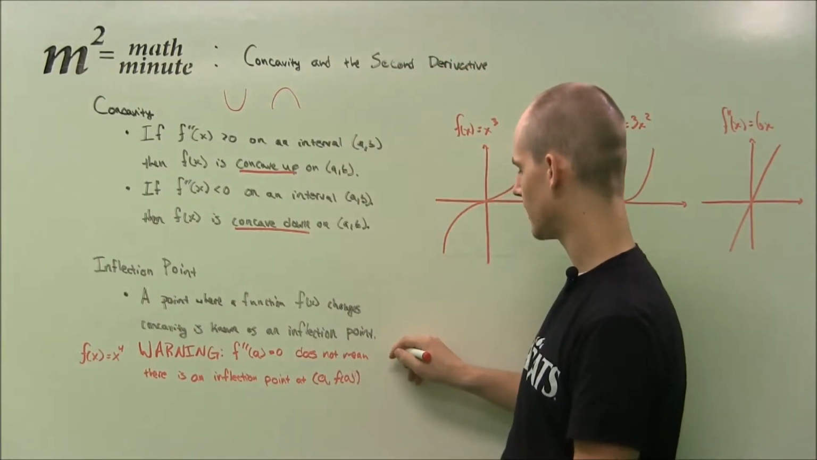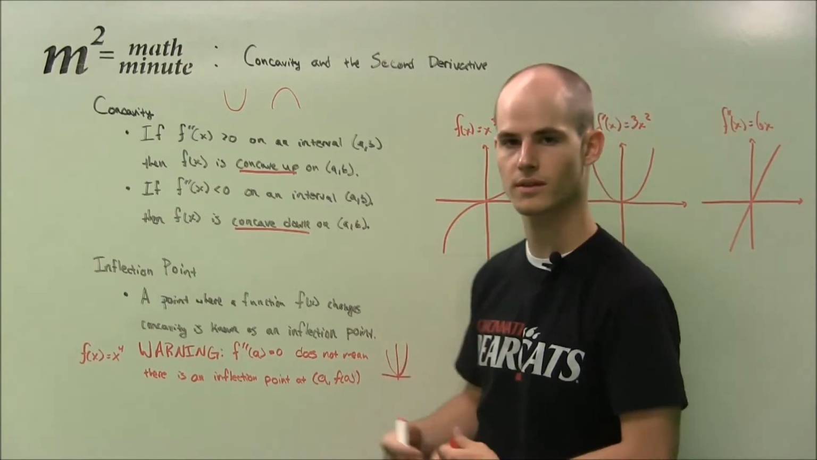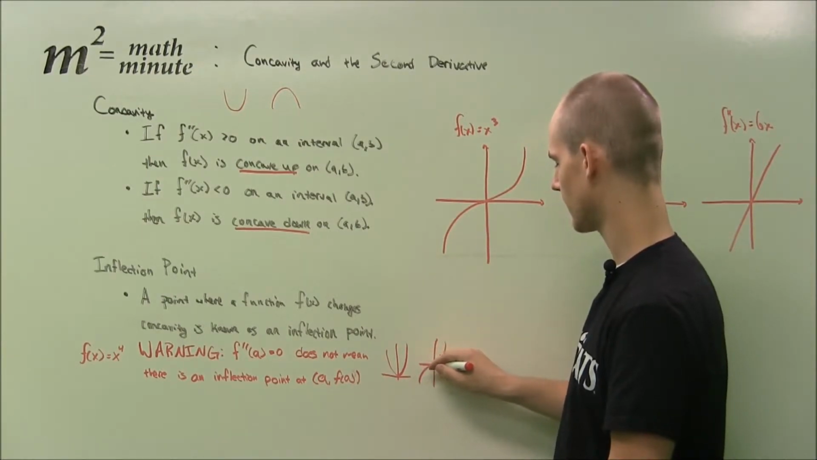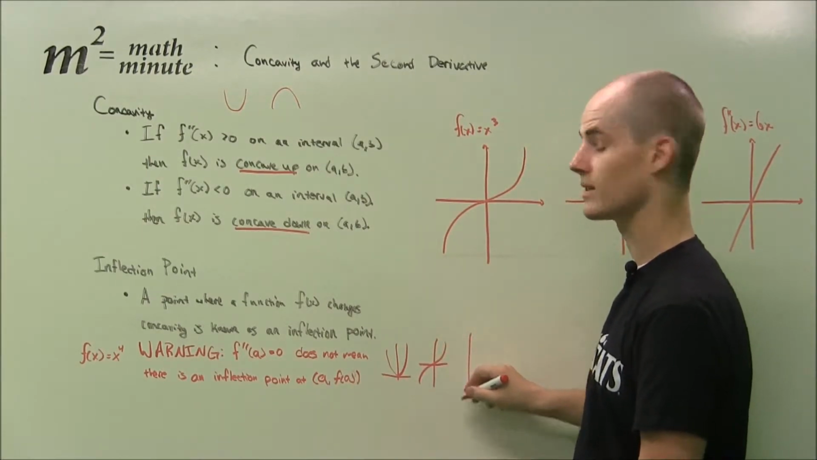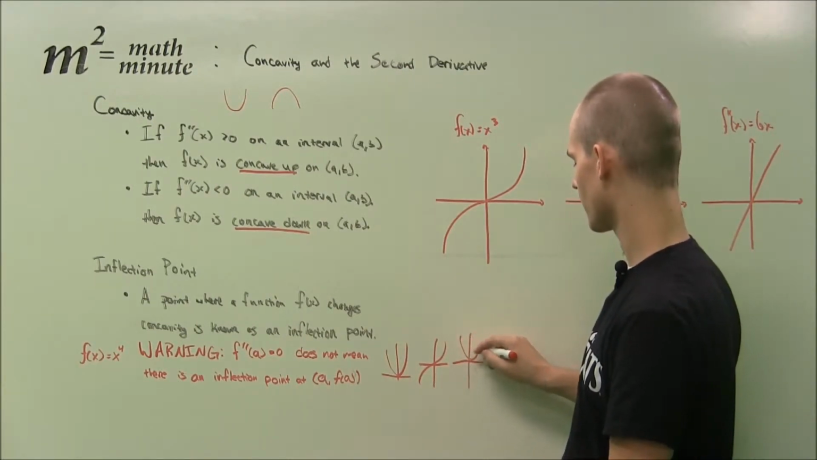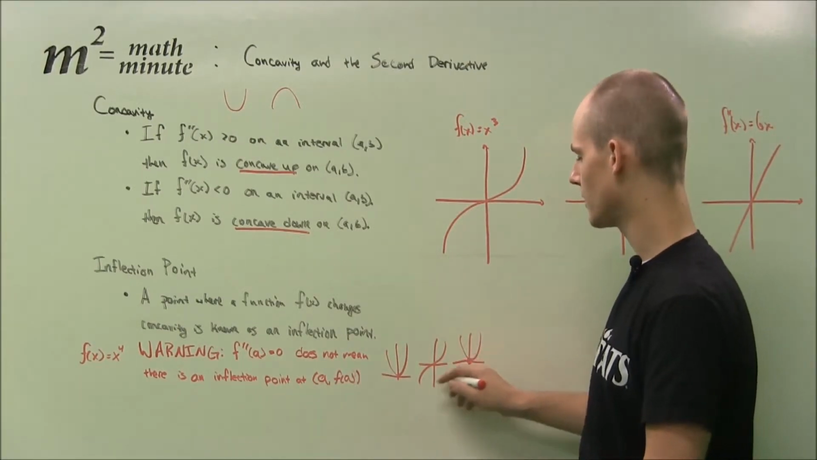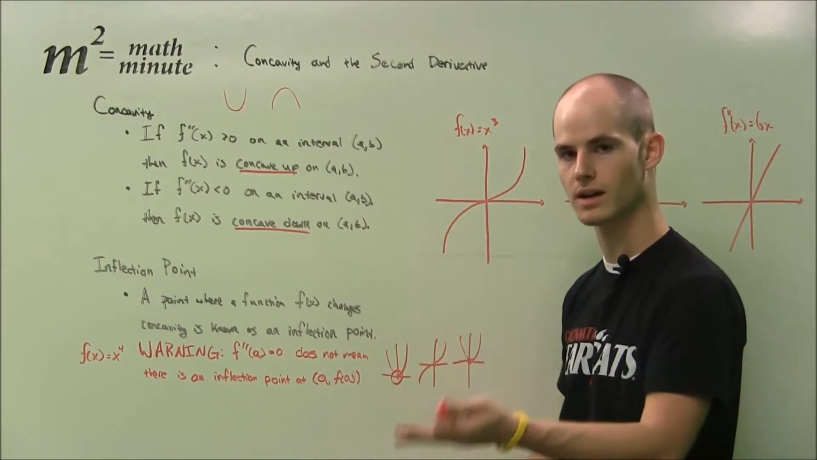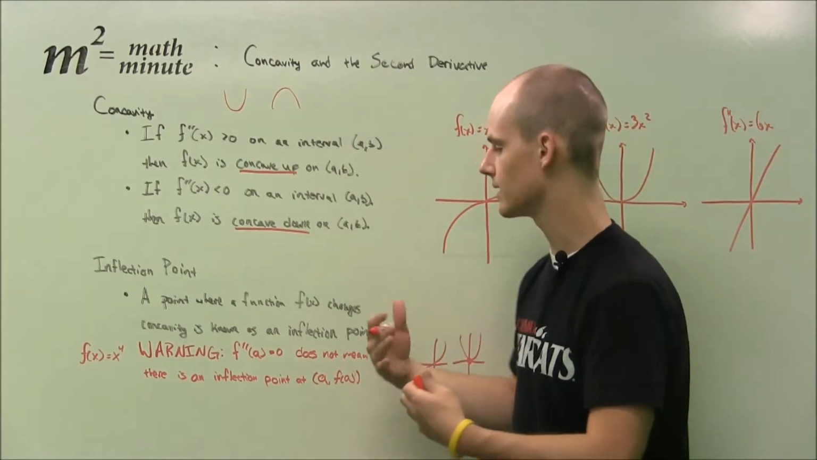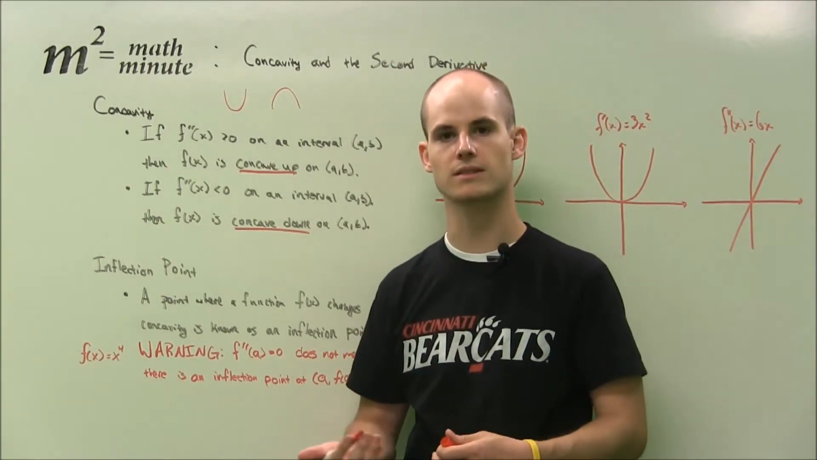As you can see, if we start with the function f of x equals x to the fourth, that's the first derivative, and the second derivative looks like that, and then the first derivative looks like that, then the second derivative looks like this. So we know that the second derivative equals 0 at that point, but there's no inflection point there because we're concave up over the whole interval. So that's what this warning says, that it's very important not to jump to that because it's very common, and I remember doing it myself when I took the class.